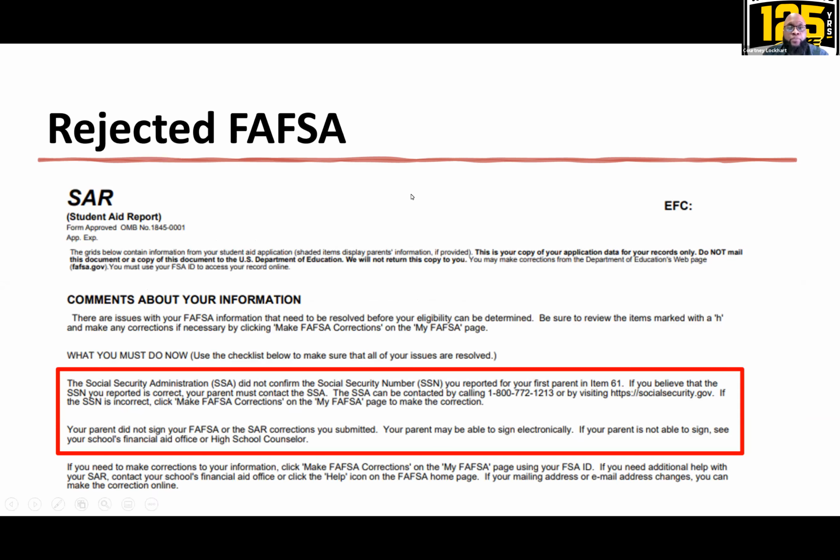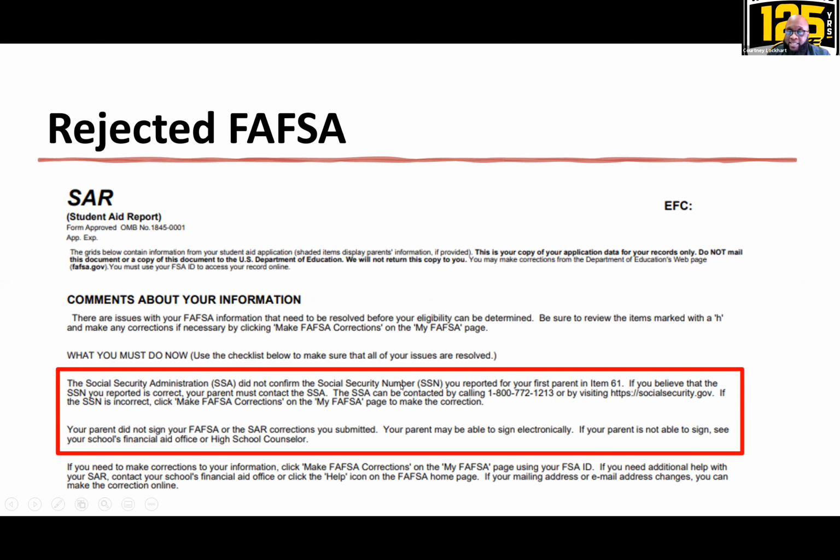Okay, so additionally, the information that is submitted or visible on the confirmation page of the FAFSA itself, once it's been submitted, will also be available in the student's SAR, or student aid report. This will be emailed to them as well.